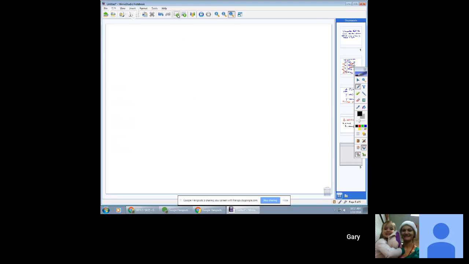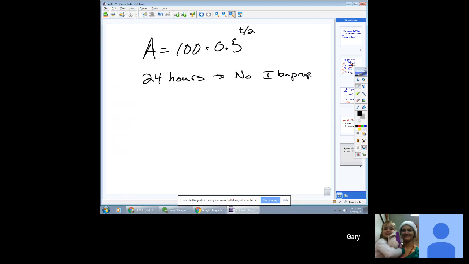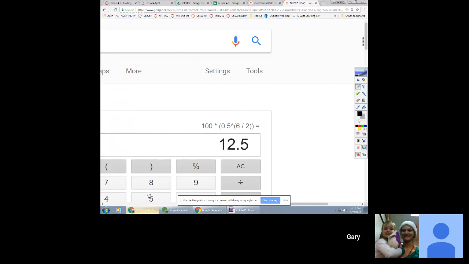So the website I looked at claims, so I'm writing the formula down again. 0.5 to the power t over 2. So the claim was that in 24 hours, there would be no more ibuprofen left. Let's see what our formula says. So what if we plug in 24 to our formula? What do we get?